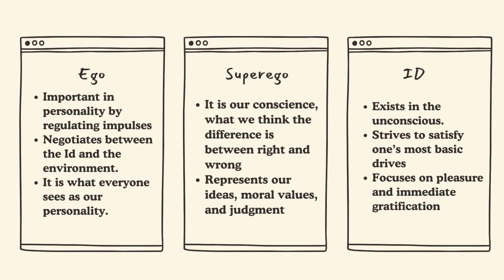The ego is really important in personality by regulating impulses, and it negotiates between the id and the environment, and it is what everyone sees as our personality. The superego is our conscience and what we think the difference is between right and wrong. This represents our ideals, moral values, and judgment.